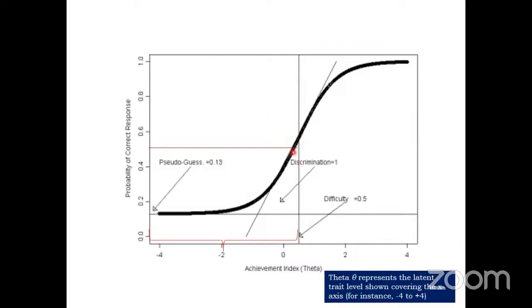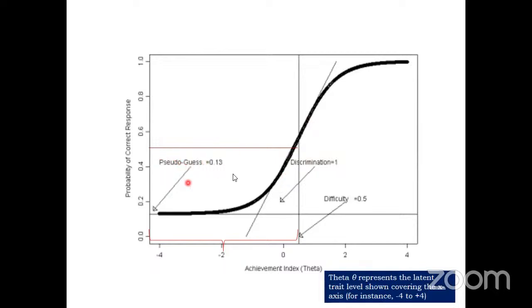Since this particular item is located here on the trait level, it is able to discriminate among those who lie on the left-hand side of this location from those who are located on the right-hand side of the continuum. So that's how we can look at the S-shaped curve and see the discrimination level of a particular item. That's the second parameter.